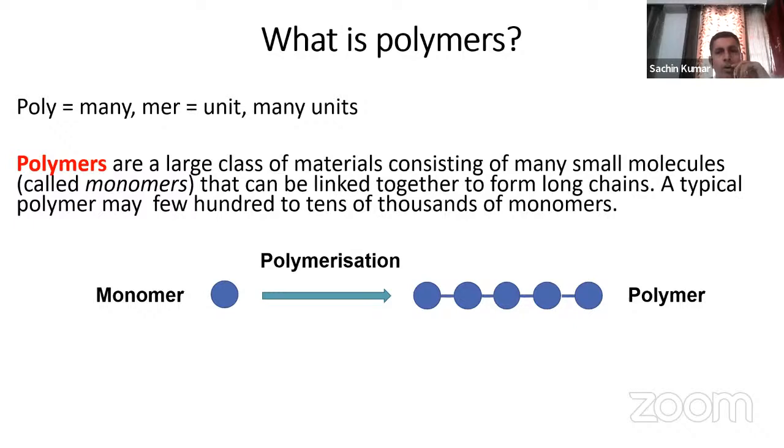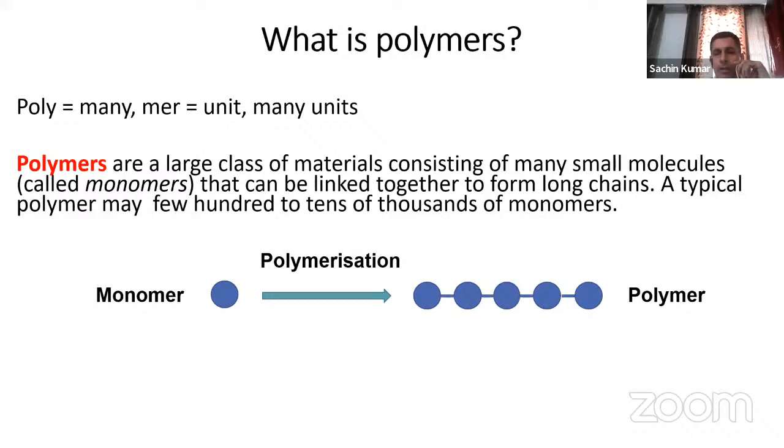As we know, all the fibers are made up of polymers. So we will discuss a bit about what a polymer is. Polymer consists of two different words: poly means many, and mer means units. So it is a combination of many units. Polymers are a large class of materials consisting of very small molecules, monomers, that can be combined or linked together to form long chains. So when large numbers of monomers are combined together, it gives us a polymer.